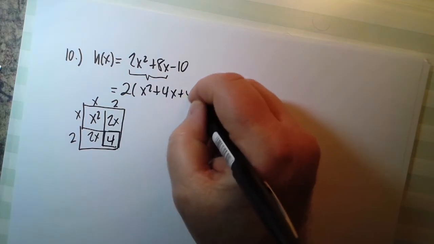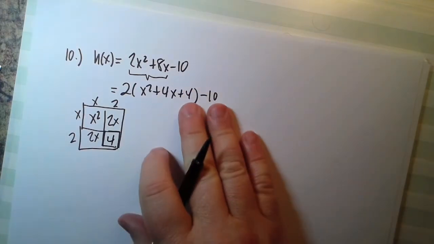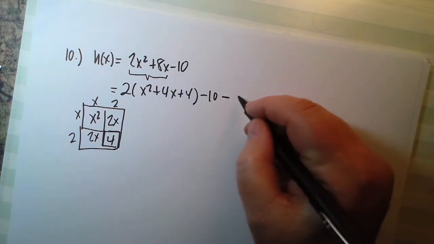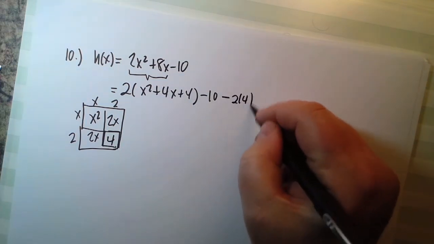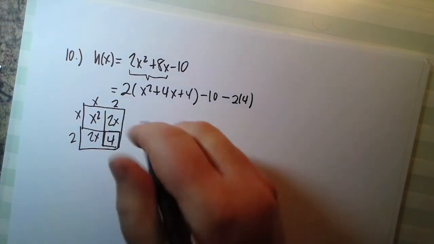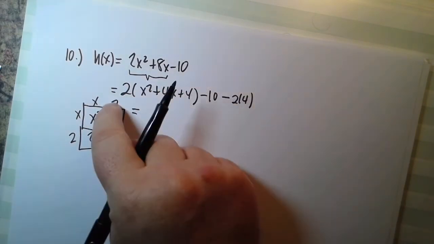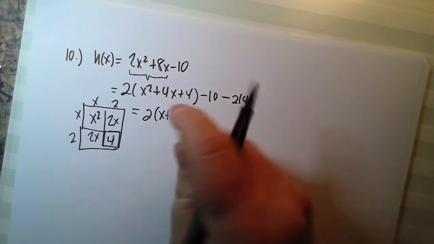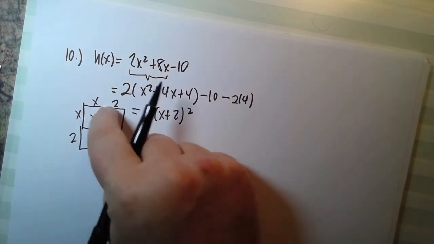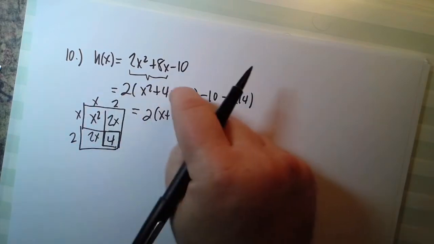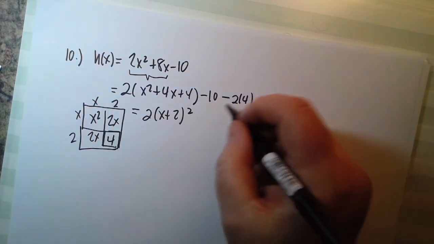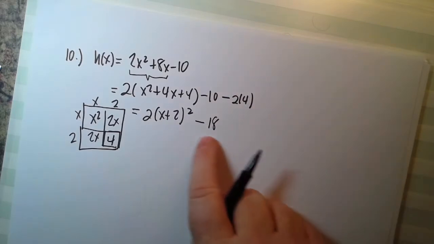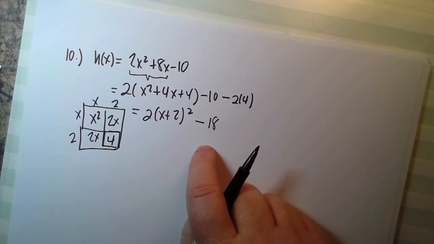So I'm going to add 4 here. Now, I didn't really add 4. What I added was 8, which is 2 times 4. So that means that's what I have to subtract off, is 2 times 4. Now, this piece in here factors to x plus 2 squared, because everything in here is the area of this square, and everything on the edge, if I multiply the two together, is also the area of the square. And then I add these together, which is negative 18. So I have my standard form.